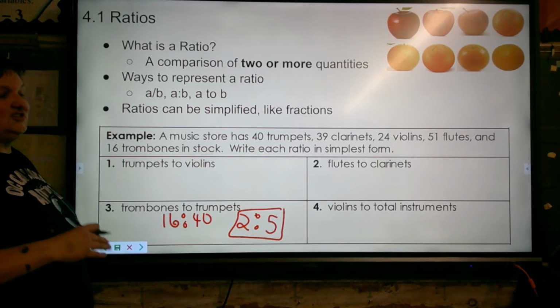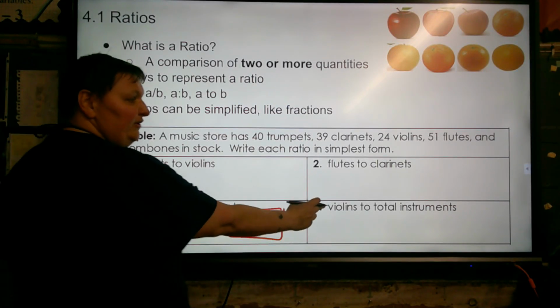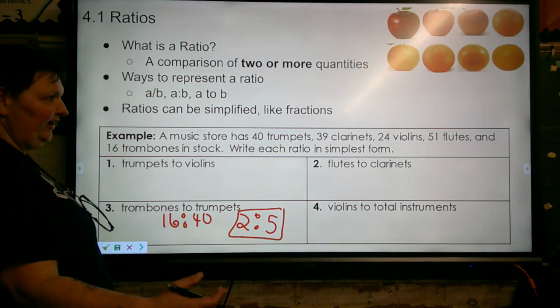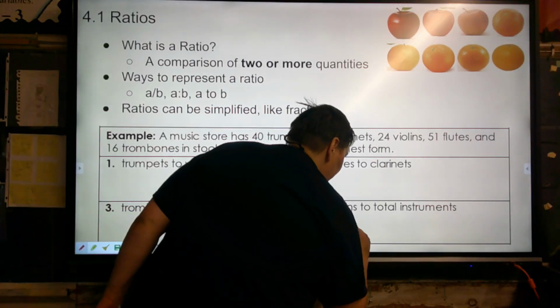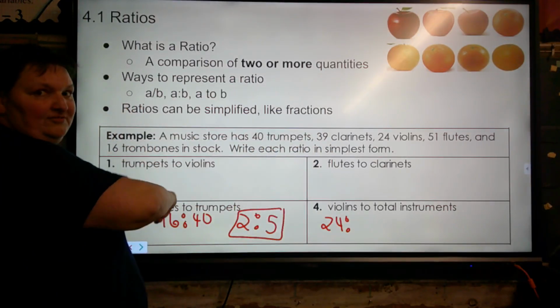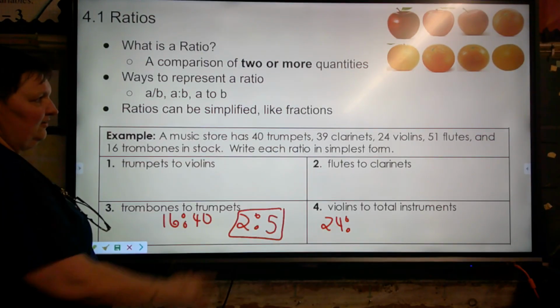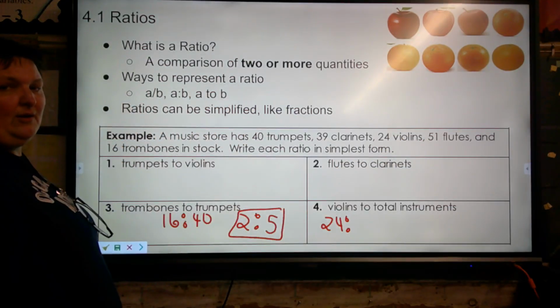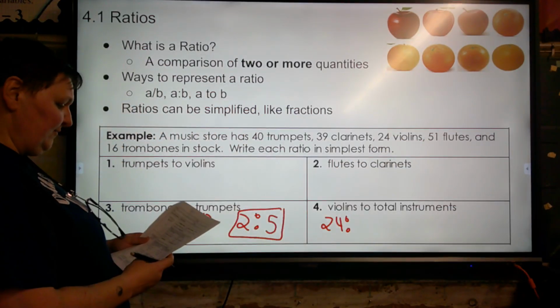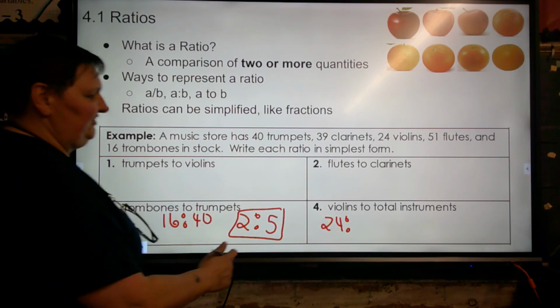And violins to total instruments. Make sure you're reading, right? Violins, 24 to total instruments. That means you have to add them all up. 40 plus 39 plus 24 plus 51 plus 16. You have to add them all up. When you add them all up, it's going to give you 170.